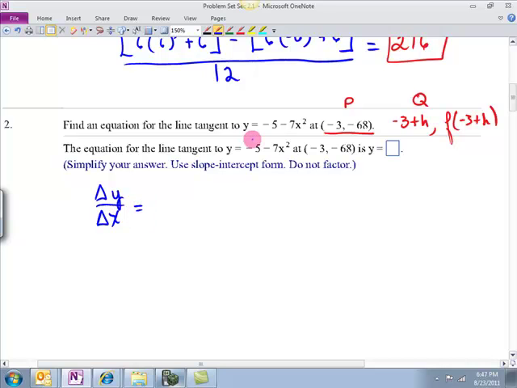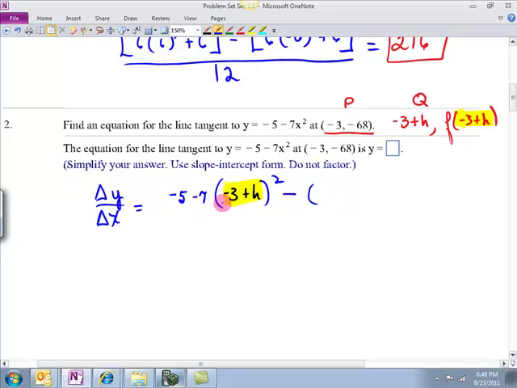All right, so what am I going to do? f of this, what do I have to do? I have to plug this negative 3 plus h in here. So I've got negative 5 minus 7 times what? Negative 3 plus h squared. So I just substituted this right here in here. Where there was an x, that's what got put there. Okay? Minus, what goes here?